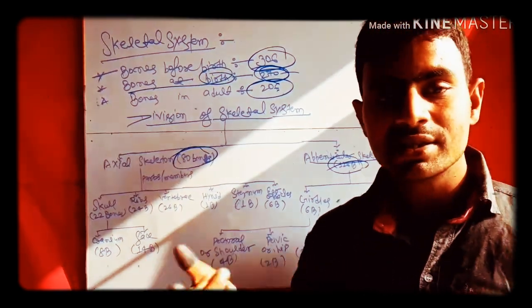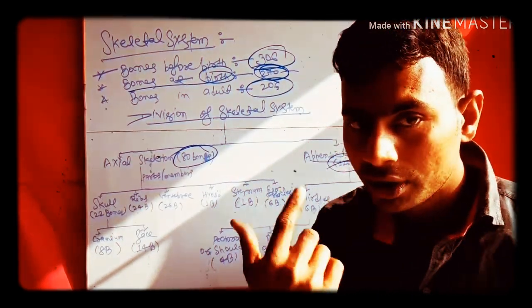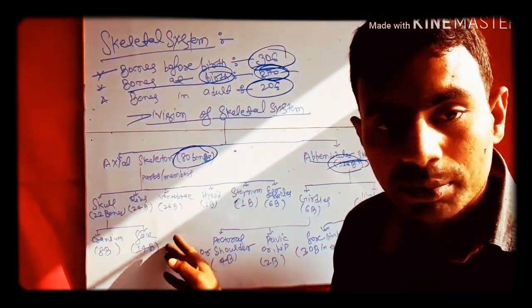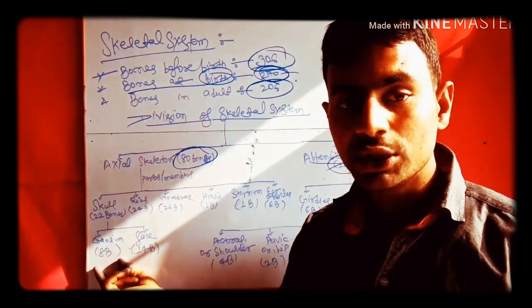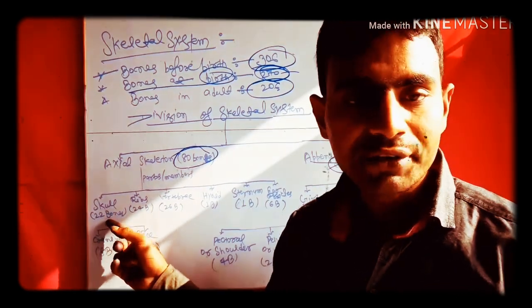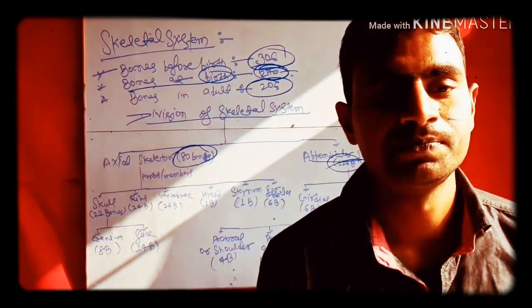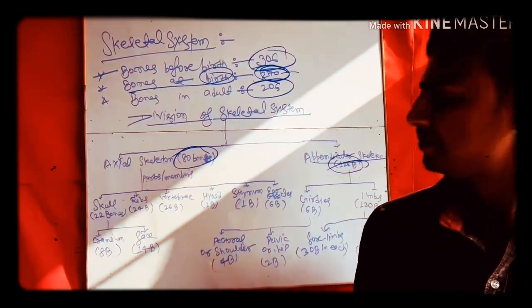And the face, which you are seeing now, has 14 bones present. When you add 14 bones and 8 bones, you get 22 bones. So this is the number of bones in a skull. In a skull, 22 bones are present.